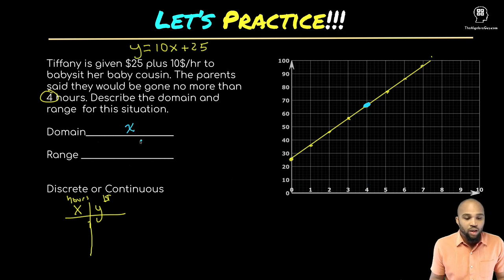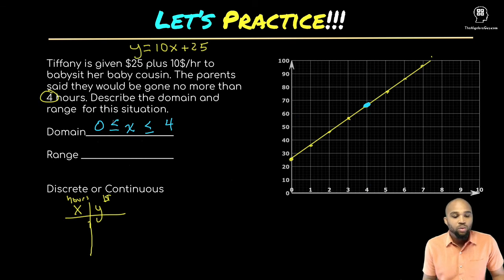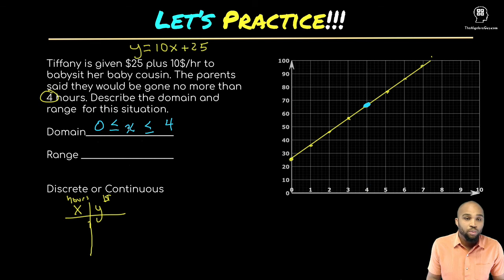We can say for our x's can go from 0 all the way to 4 hours. So greater than or equal to, less than or equal to. And we put it this way because it can be all the numbers in between 0 and 4, 1.5, 0.5. She could work 30 minutes and they decide, okay, we're going to come back. The baby's yelling too much. We can't take it. So now the range would be from the lowest is 25.